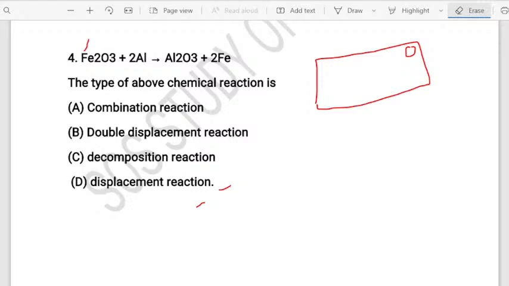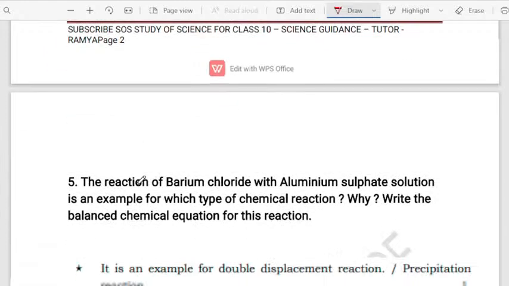Very good, dear students. This is an example of a displacement reaction. As you all have answered, it is correct, because aluminium is more reactive, so it displaces the iron from that respective solution. Let us go to the next question, dear students.